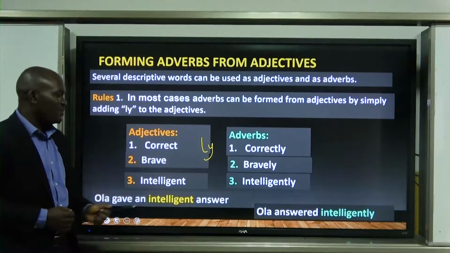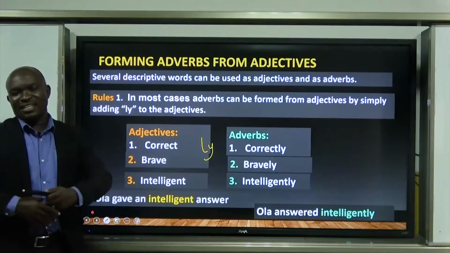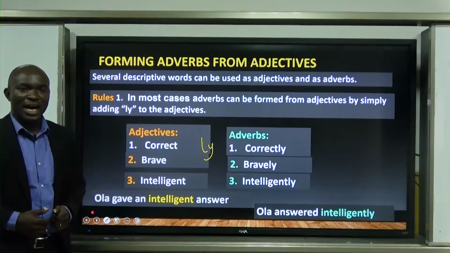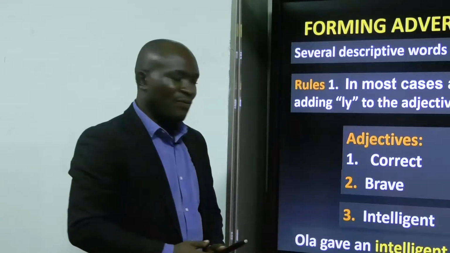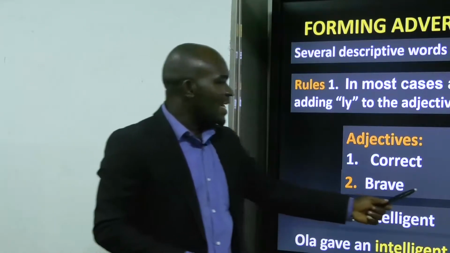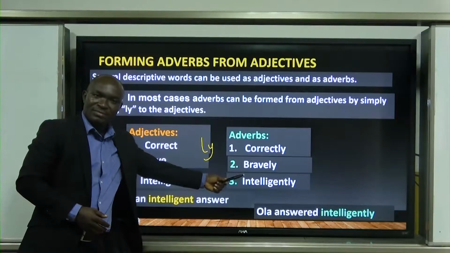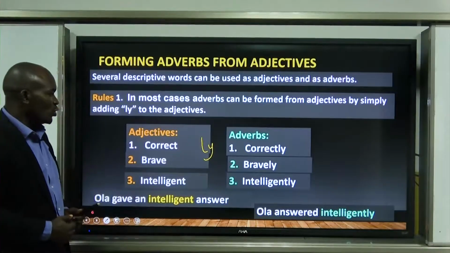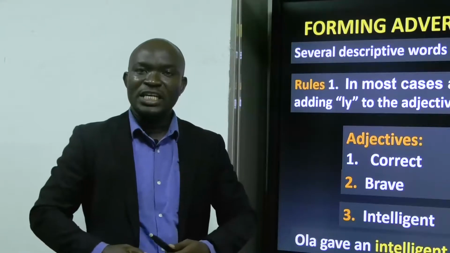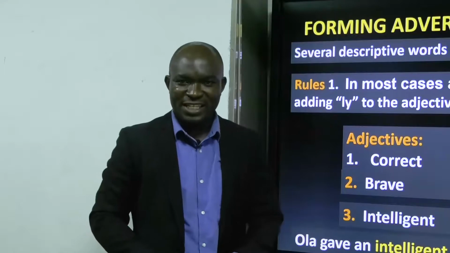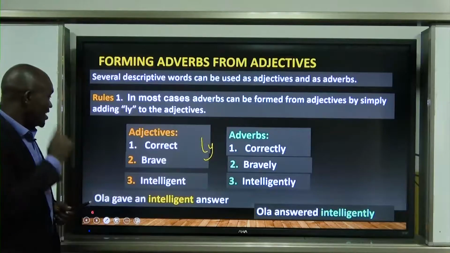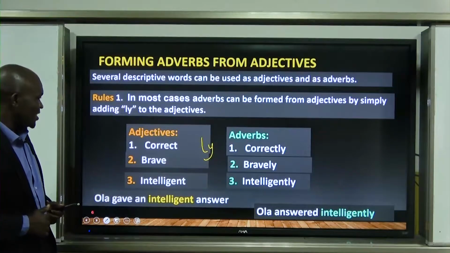We have brave. He is a brave child. The word brave is describing the child, so it is an adjective. But if we add ly, it becomes what? Bravely. So we say he stood against the bully very bravely. He bravely stood against the bully, meaning he was not intimidated.